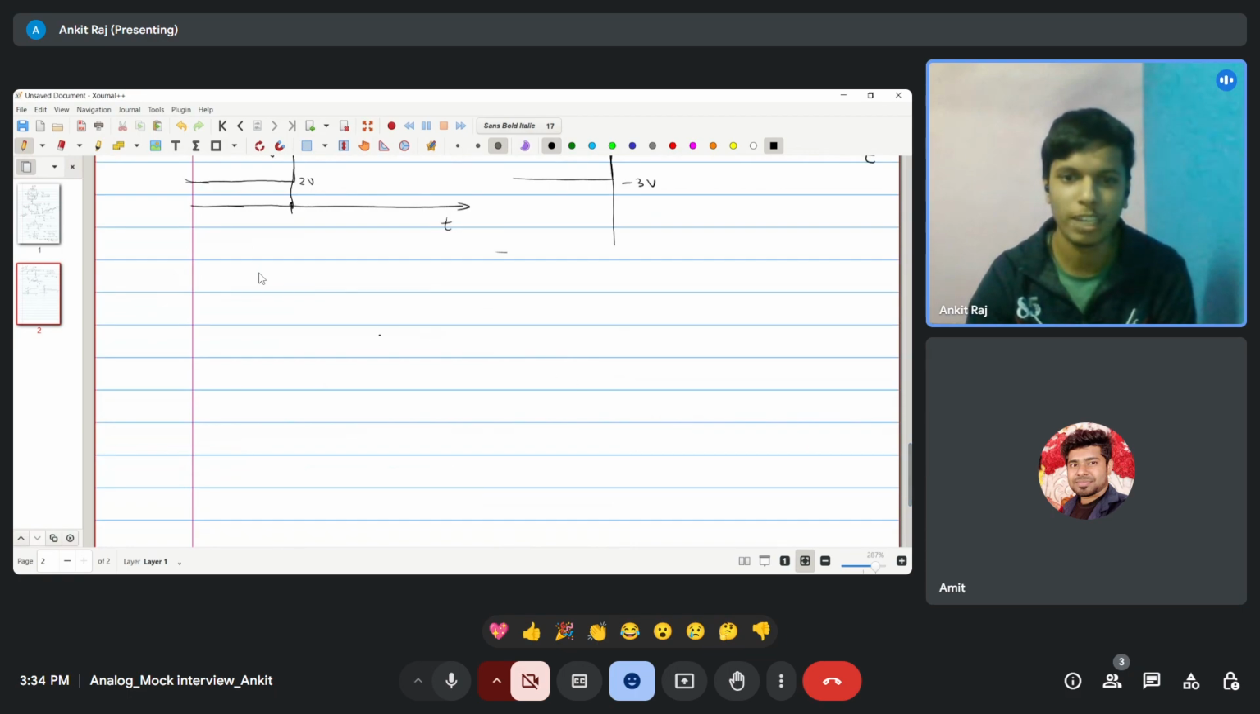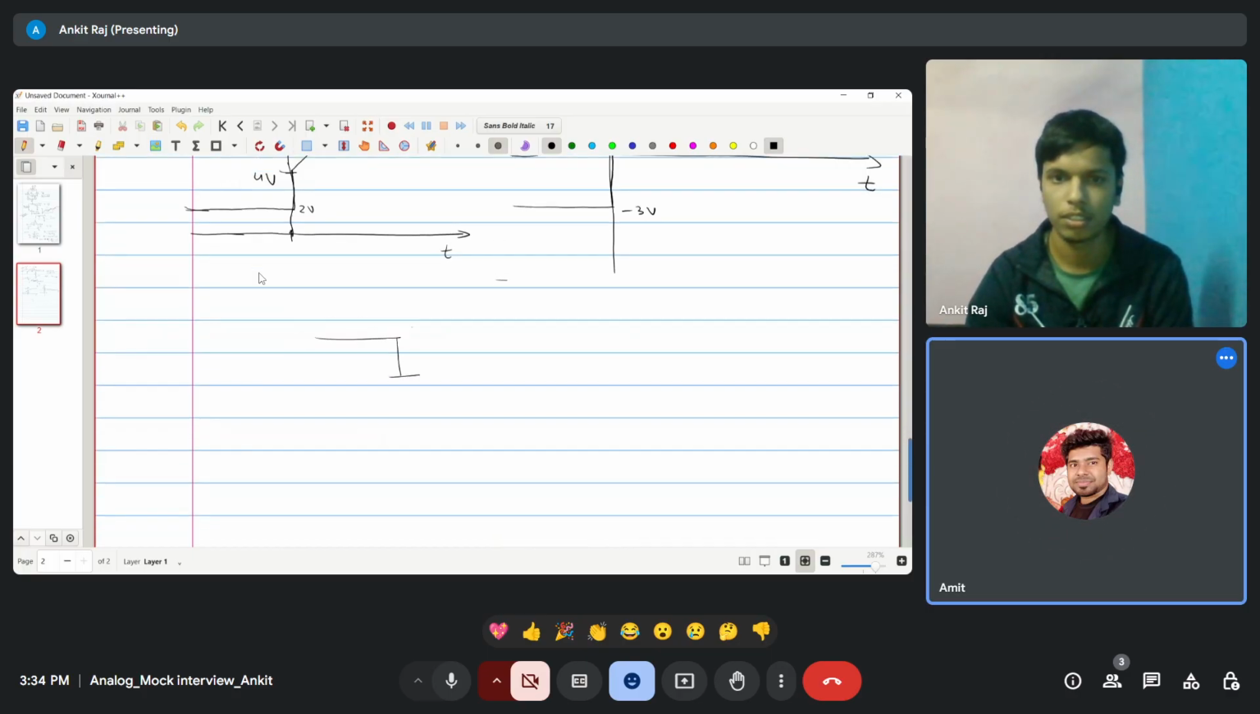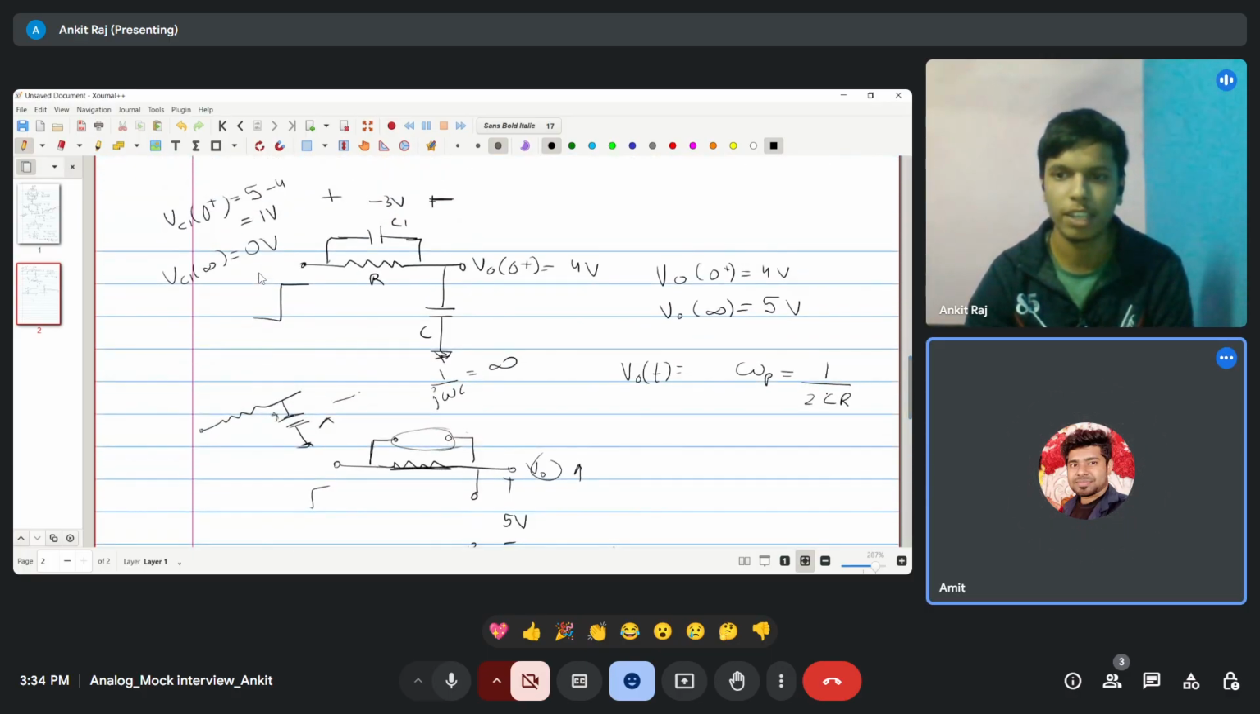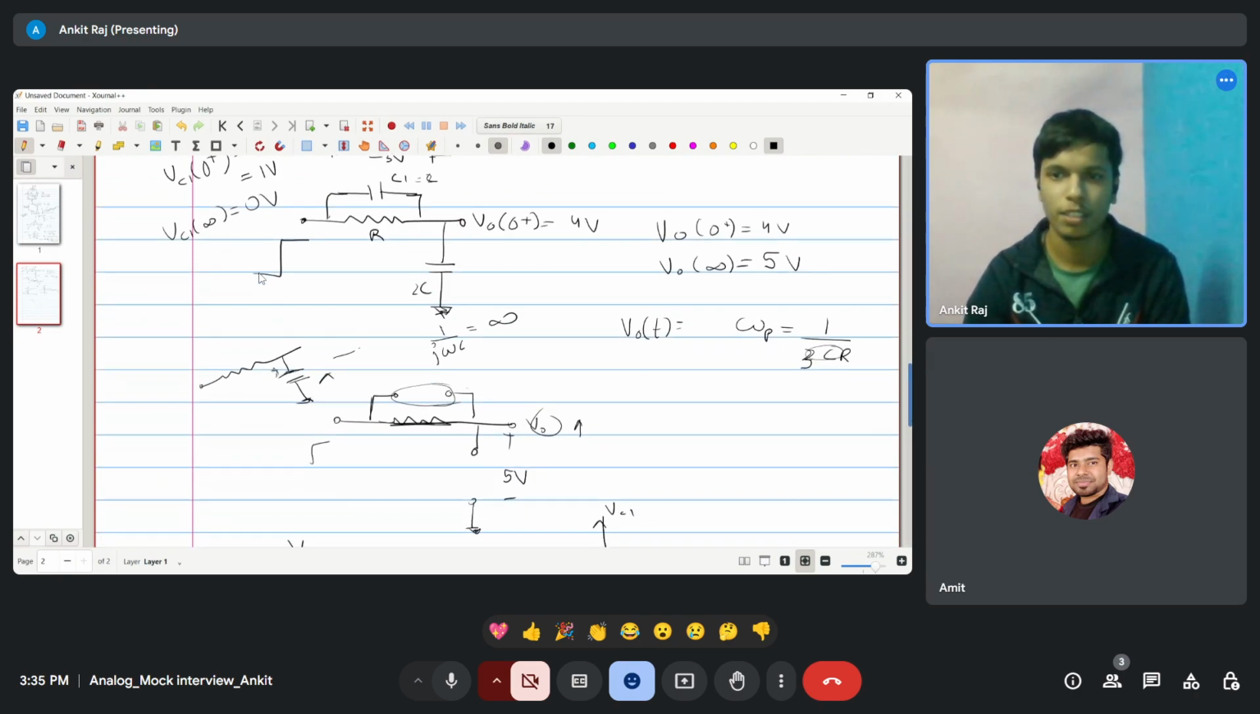If I have to calculate, Vn will be short circuited. This 2C comes from the equivalent capacitance. If we see from this node to ground, this will be short circuited, so this will become ground. But this is C and this is 2C, so it will not be 2C, it will be equivalent 3C. Yes, 3C.